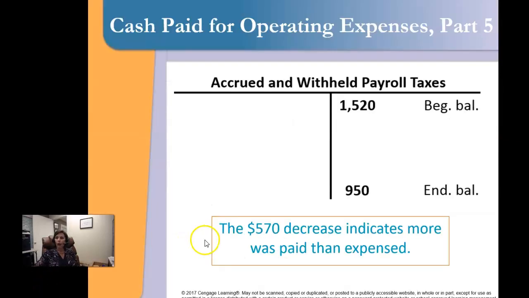We've now got liabilities that we now have to deal with. And we've got accrued and withheld payroll taxes. Again, same analysis that we've done with the other T accounts. We look at what we started the period with, what we ended the period with, and know that some combination of having increases or decreases in these accounts will result in our ending balance. So we know that we have a $570 decrease.